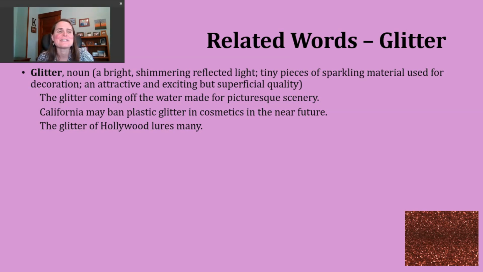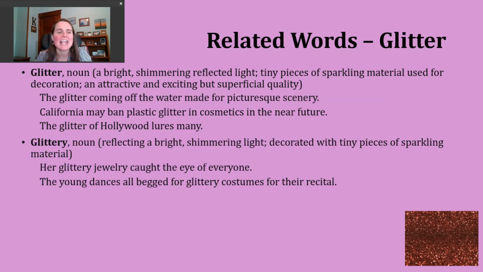A third way, though, to use the noun glitter is to refer to an attractive and exciting but rather superficial quality. So, an example of this, the glitter of Hollywood lures many. So, that particular environment, things connected to movies and TV shows, may seem really attractive and exciting, but some say it's all about appearances, and maybe there's a lack of depth in certain places or with certain groups.